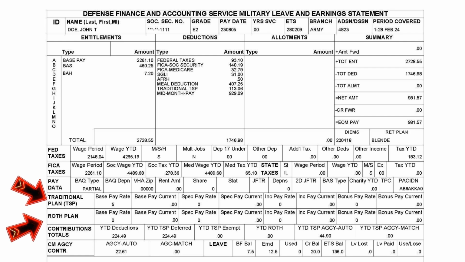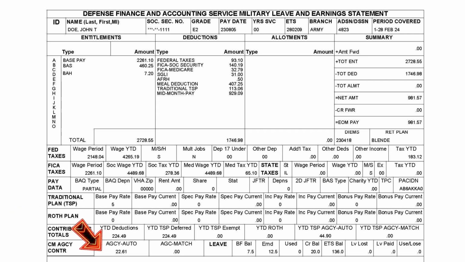TSP is your money for retirement, so there are a few considerations I want to make for that. The base pay rate that they automatically put you in is 5%, and they do this because once you hit 2 years of service, that is when they will match up to 5% of what you are contributing. Traditional and Roth plan is basically a when do you want to pay tax question.